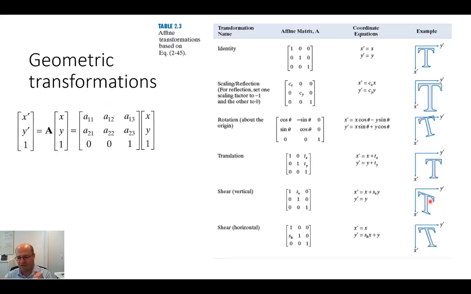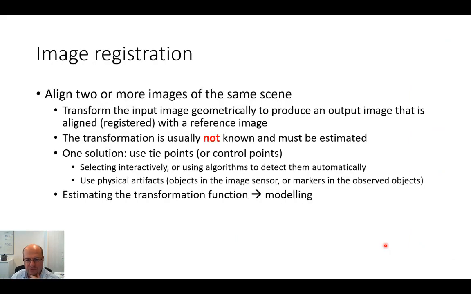So imagine that T is a rubber, it's just pulling and pushing from one side to the other and making this kind of rubber sheet transformation. That's shear vertical, and there is also shear horizontal, where you pull the objects by your horizontal sides. And finally, image registration. The idea is to align two or more images of the same scene.